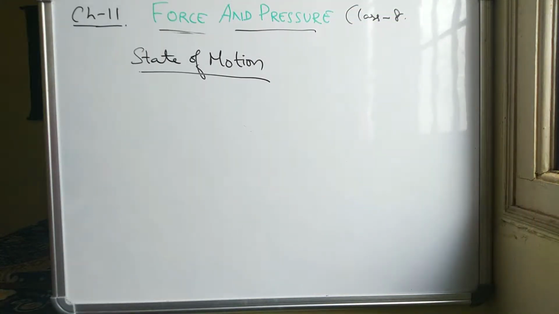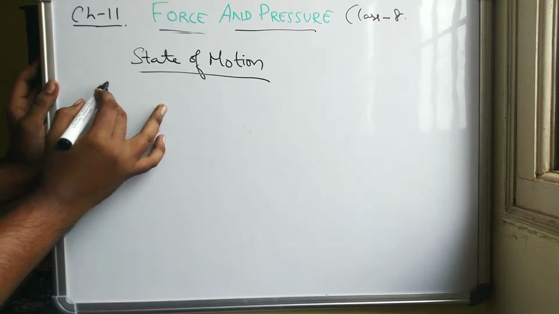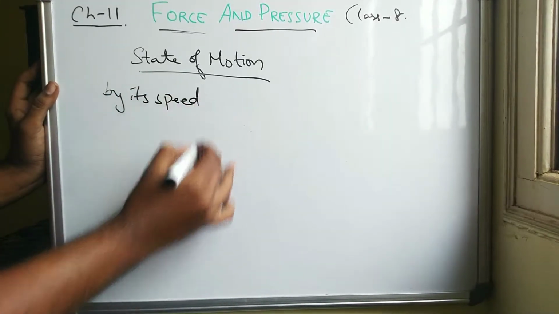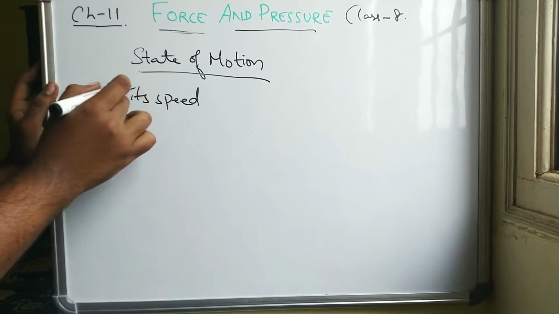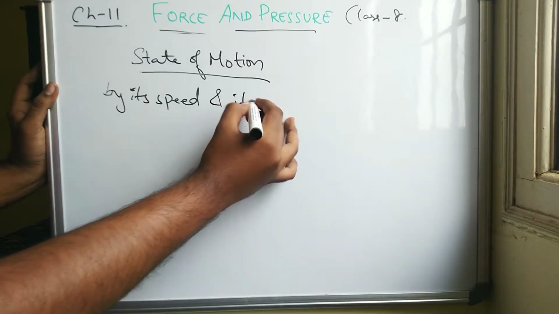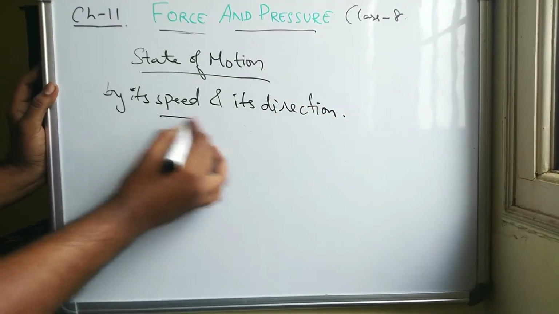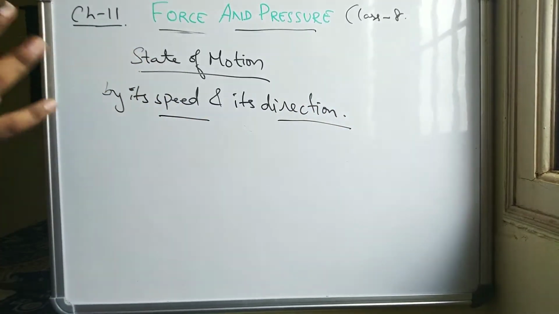So guys, in this video we'll be discussing the state of motion. We'll try to understand what the state of motion is. The state of motion of an object is described by its speed and its direction, which direction it moves. So the state of motion is described by its speed and direction.